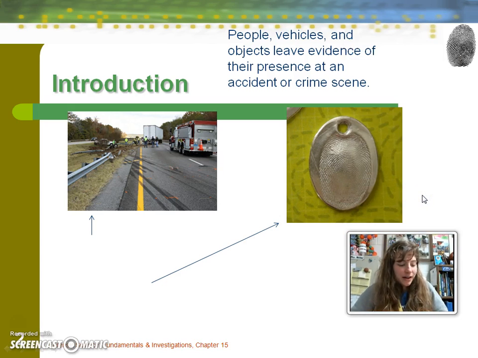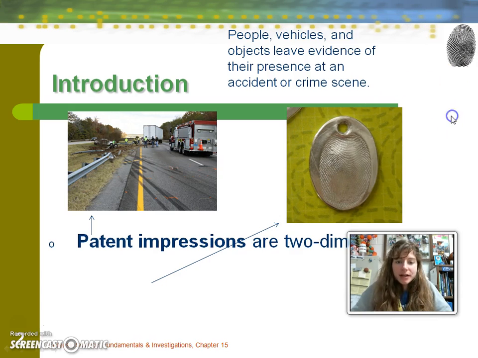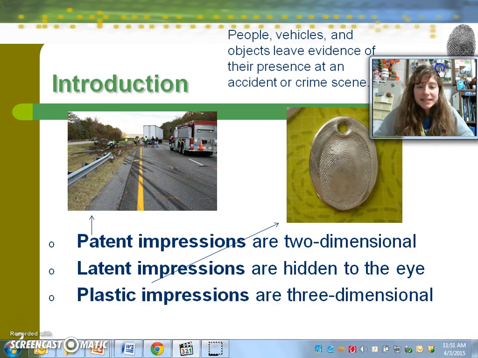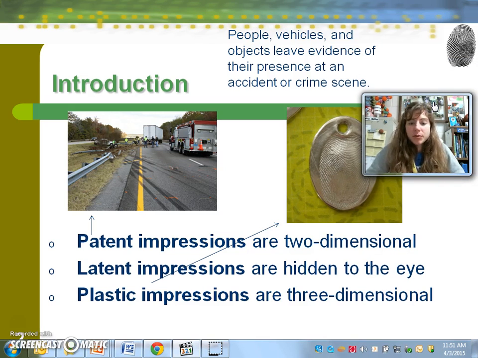So we're going to look at a few different types of evidences, all of which are common in that they are recorded through a cast or impression. So the first thing that we'll take a look at is the definition between three different types of impressions. Patent, which means visible. These are two-dimensional. One example could be skid marks at an accident. Another example could be a blood smear. So this is a type of impression that is two-dimensional.